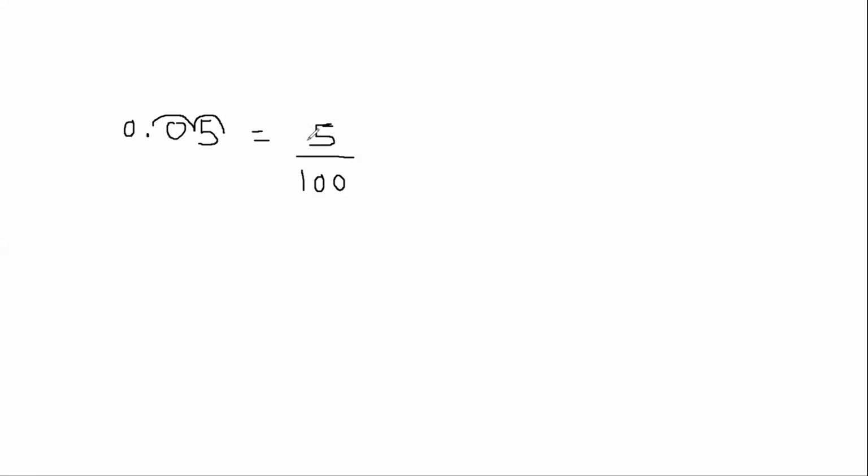We are going to simplify. 5 divided by 5 is 1. 10 divided by 5 is 2. And we have a remainder of 0. So our new numerator is 1, and the denominator is 20. So 0.05 written as a fraction in its simplest form is 1 over 20.